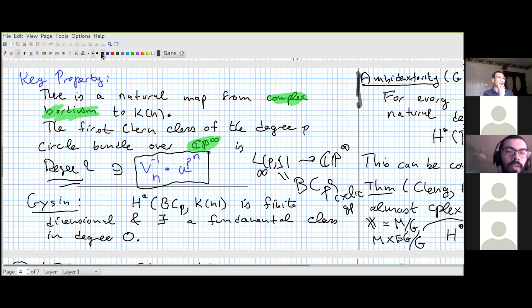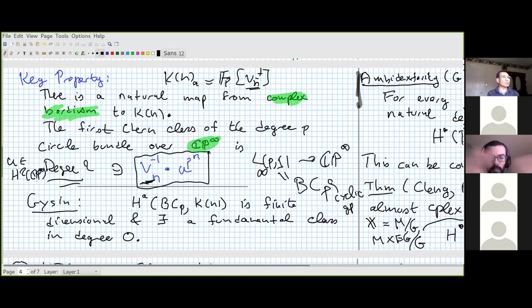It is given by Vn. Remember, the coefficients of Kn are Fp with Vn plus or minus, and these Vn are the same. So the variable shows up times U to the p to the n, where U is the generator of the cohomology. U lies in degree 2 of the cohomology of CP infinity, and it's the same U that you are used to in ordinary cohomology.